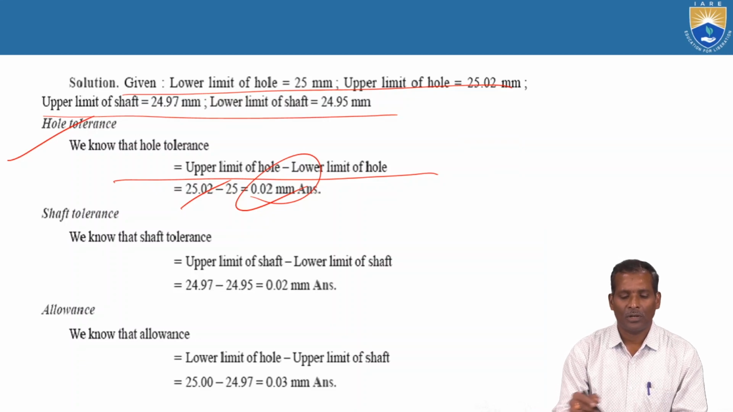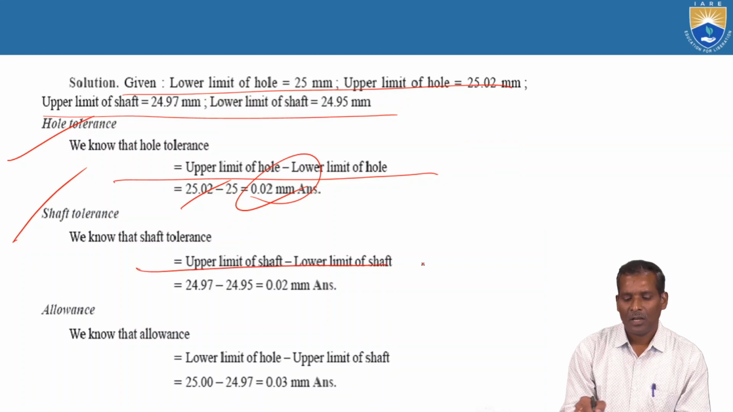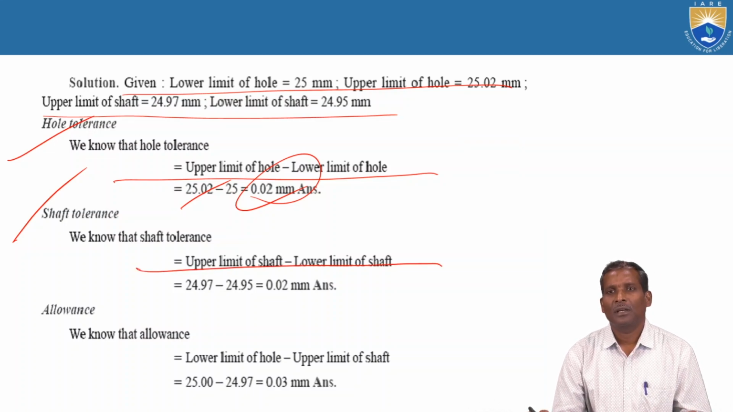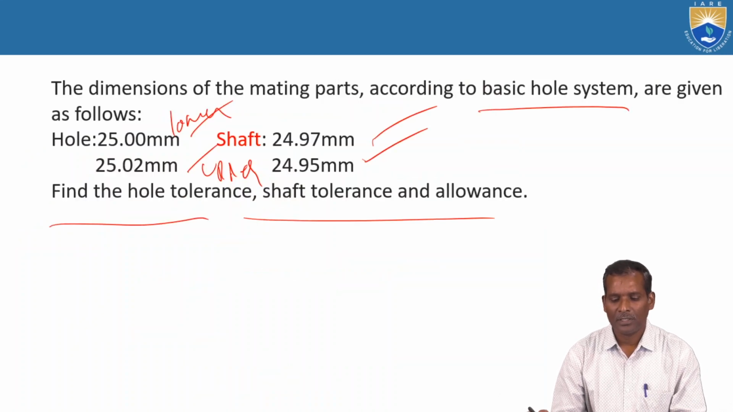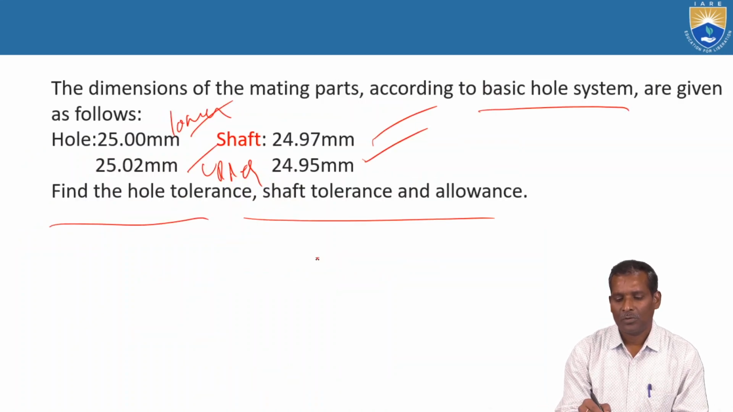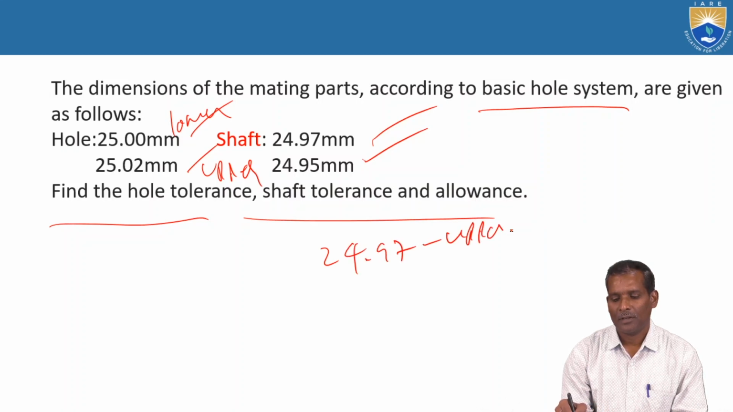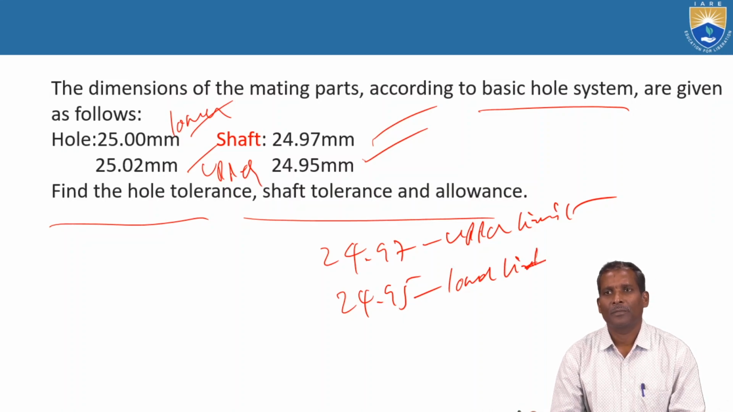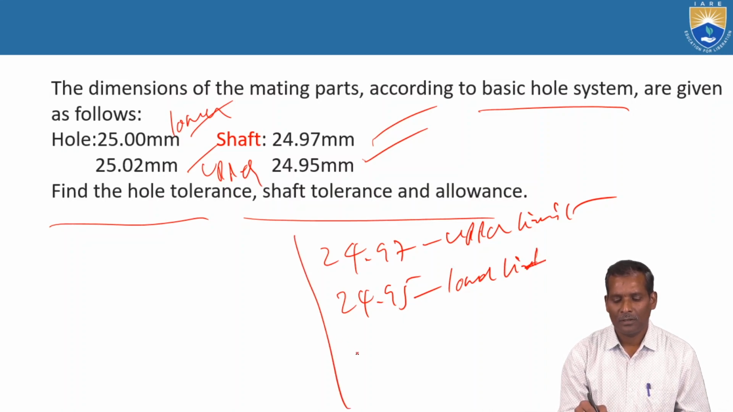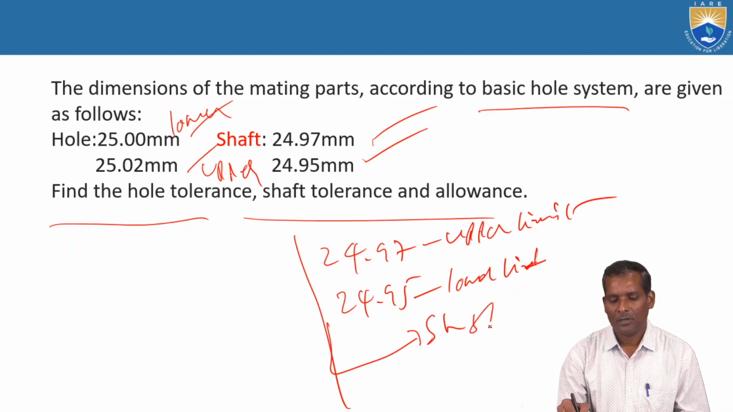Similarly, shaft tolerance is the upper limit of the shaft minus the lower limit of the shaft. So the upper limit of the shaft here is 24.97 and the lower limit is 24.95. This is for the shaft.